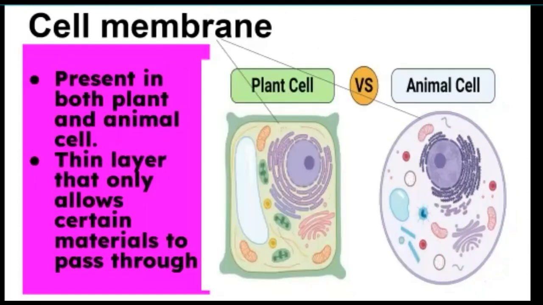Cell membrane. Cell membrane is also present in both a plant and animal cell. It's a thin layer that only allows certain materials to pass through. If you look at the plant cell, it's present on the inside of the cell wall.